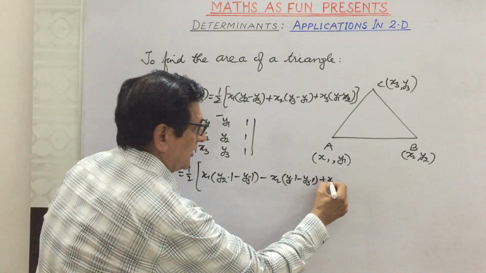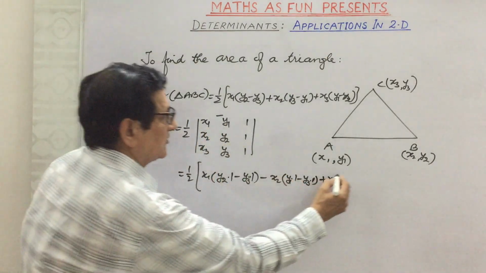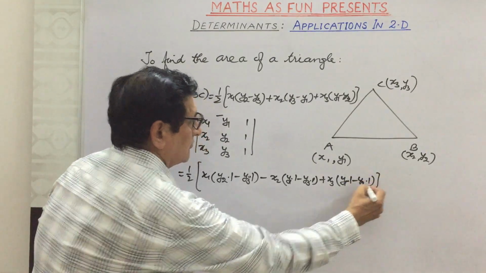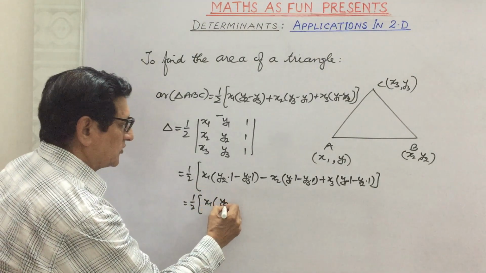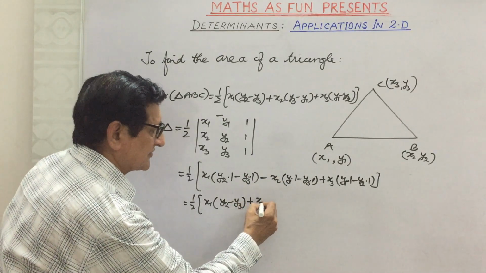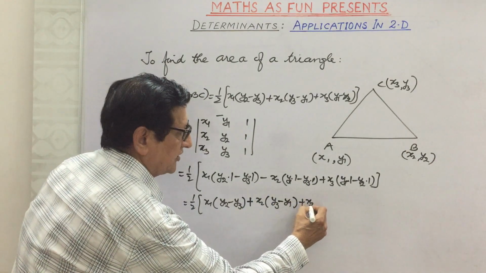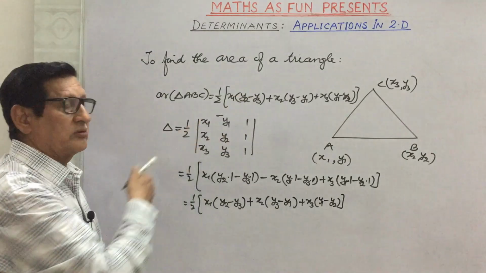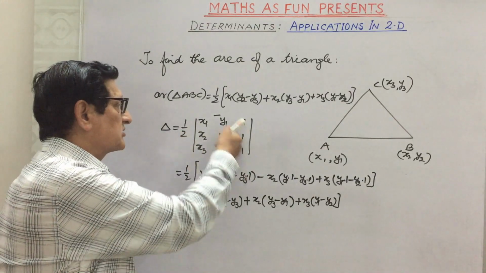Then plus x3 into, leaving this column and this row, y1 into 1 minus y2 into 1. If we simplify this, this is half into x1 into y2 minus y3, and if we take minus common from the second term, this will be plus x2 into y3 minus y1 and plus x3 into y1 minus y2. Are we finding the same value here? It means we can find the area of triangle ABC by applying this determinant.